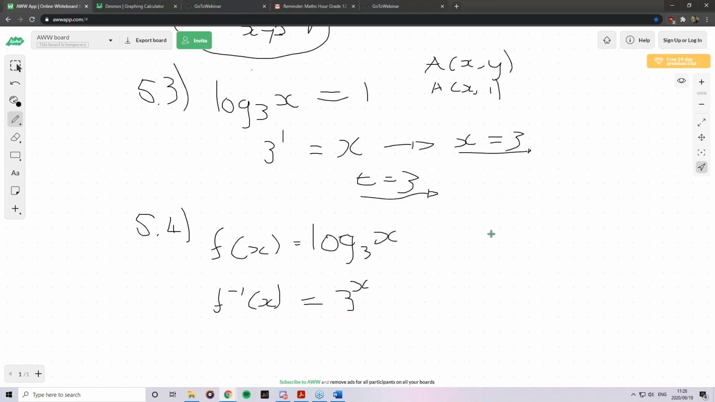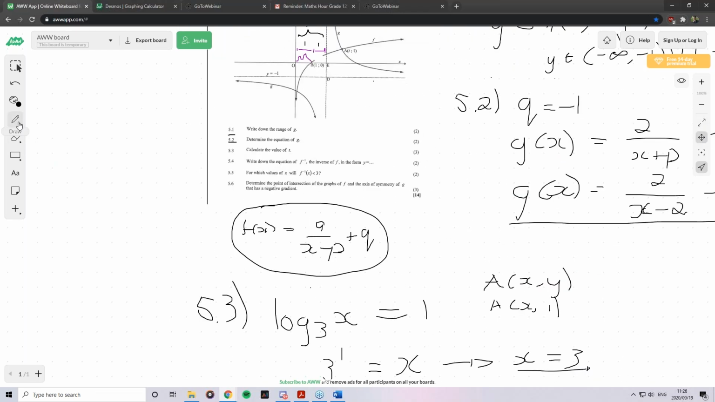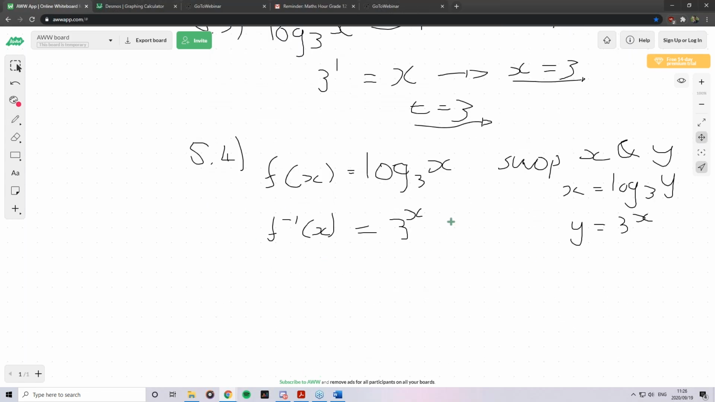Or you can do the other method where you say swapping x and y. You have x is equal to log base 3 of y, and from this you get that y is equal to 3 to the x. But now they are specifically asking for the form y is equal to. So leaving it like this is not good. We need to specifically write y is equal to 3 to the power of x.